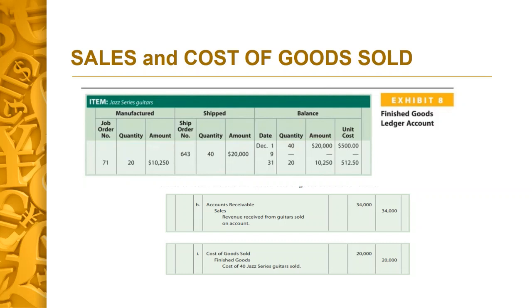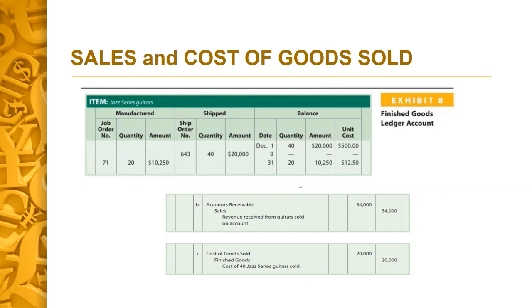Now, let's talk about the sales and cost of goods sold. During December, Legend Guitars sold 40 Jazz Series guitars for $850 each, generating a total sales of $34,000. That's $850 times 40 guitars. Exhibit 8 indicates that the cost of these guitars was $500 per guitar, or a total of $20,000. That's $500 times 40 guitars.